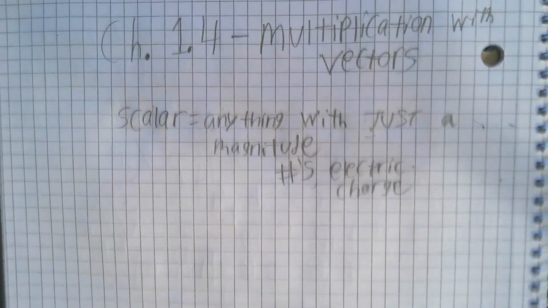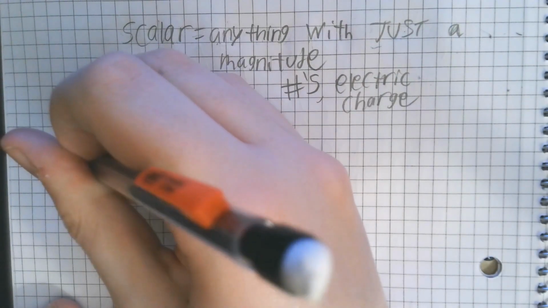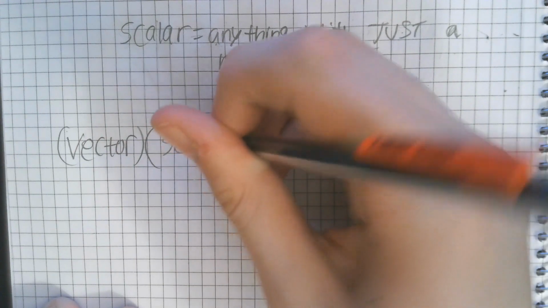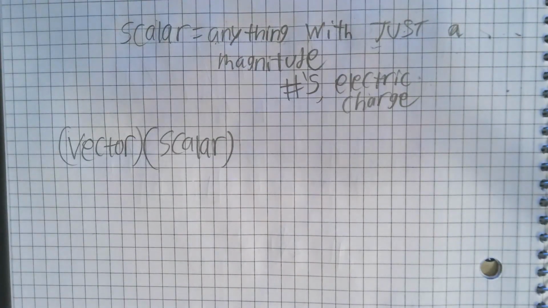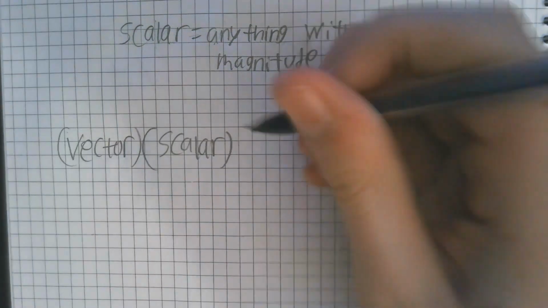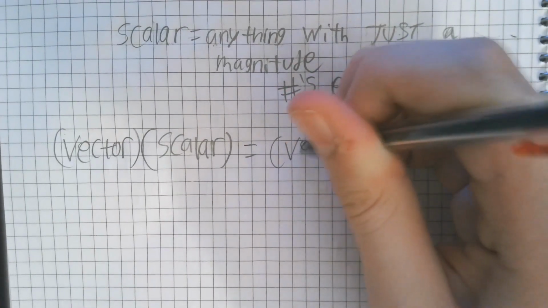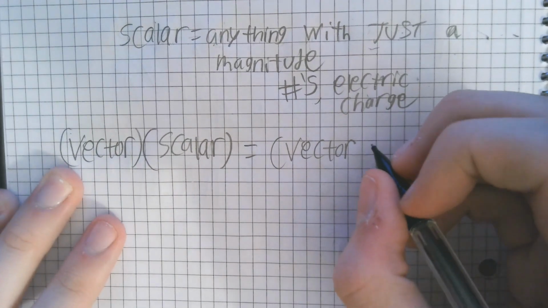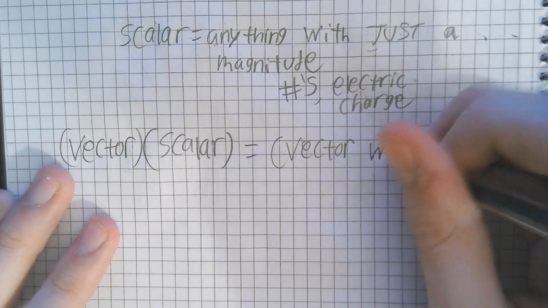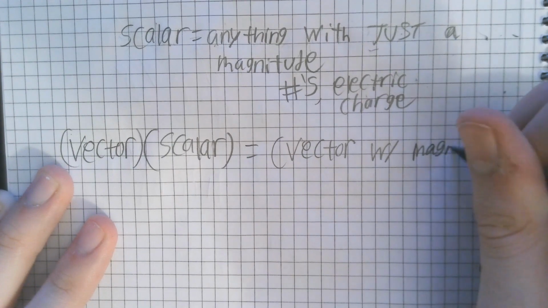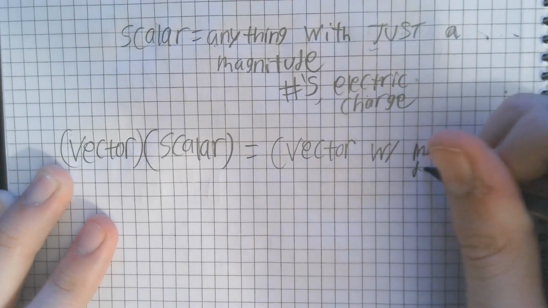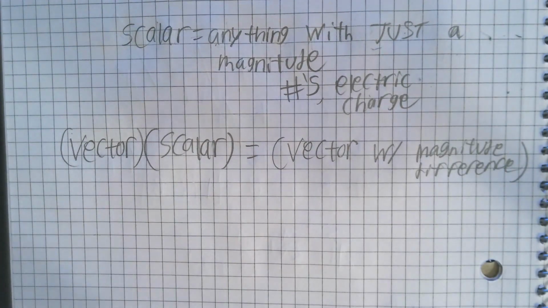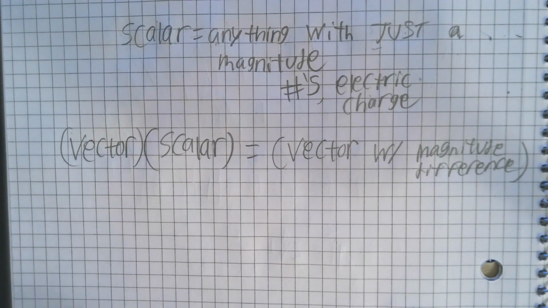The first one I'm going to talk about is where we're going to take a vector times a scalar. Okay? And what we're going to find is that we will get a vector result. But this vector will not be the same vector as before. It will have a different magnitude. Okay? So, let's go ahead and experiment with how to do this.